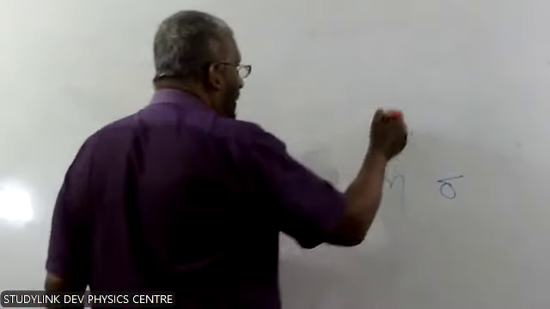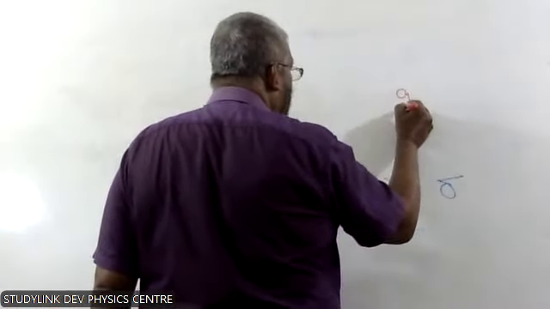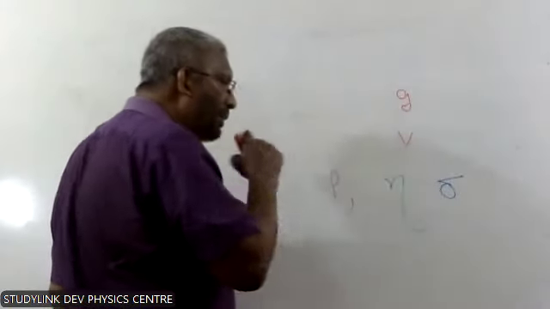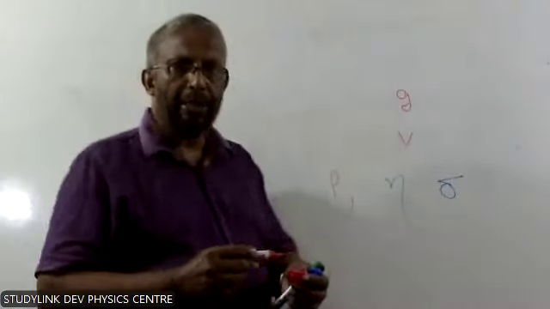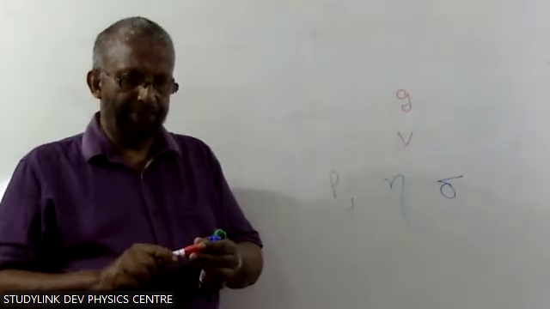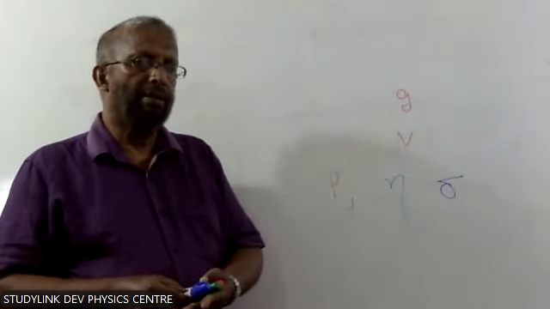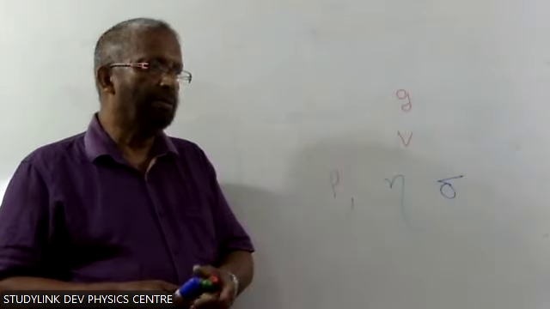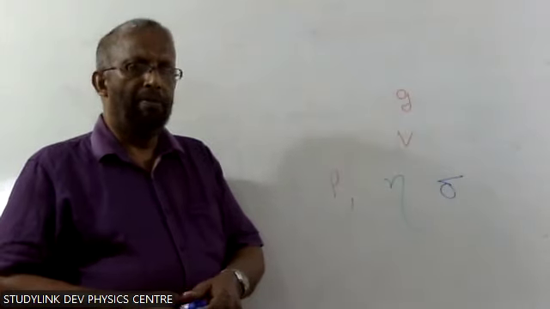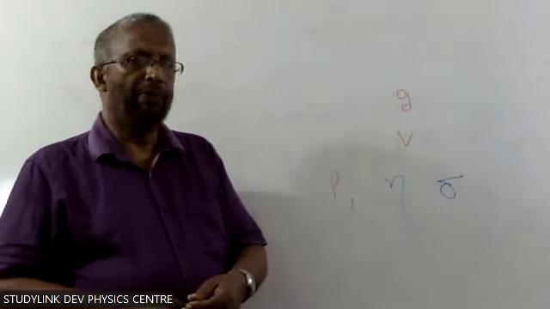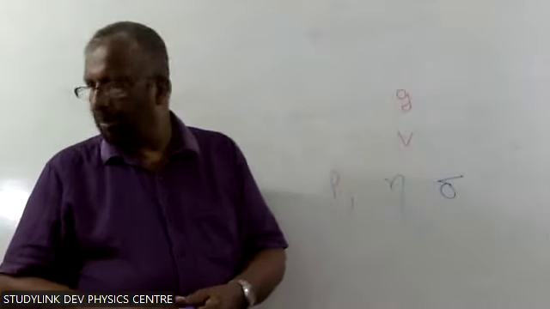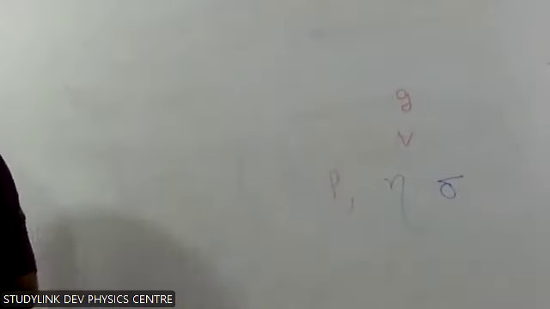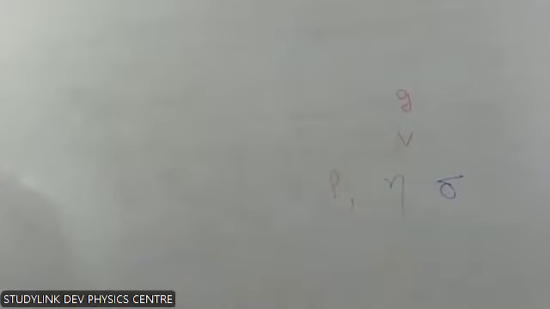Considering gravitational acceleration as g, prove an equation for the terminal velocity.